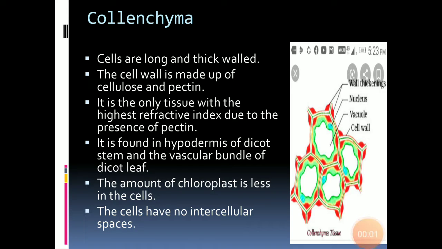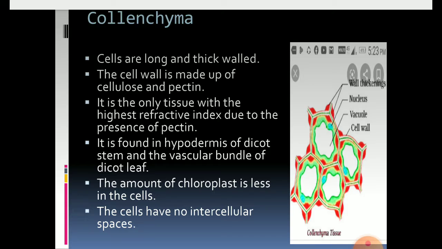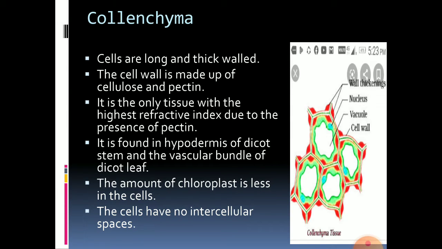Now collenchyma, the cells are long and thick walled. You can see the cell wall is thick and cell wall is made up of cellulose and pectin. It is the only tissue with highest refractive index due to the presence of pectin. It is found in hypodermis of dicot stem and vascular bundle of dicot leaves. The amount of chloroplast is less in the cell, and they have no intercellular spaces.